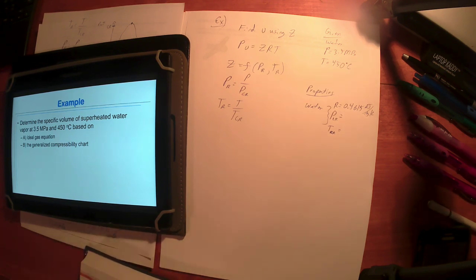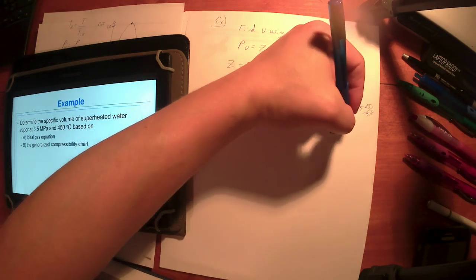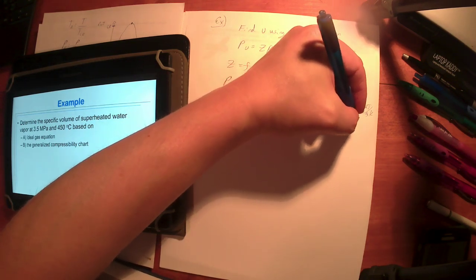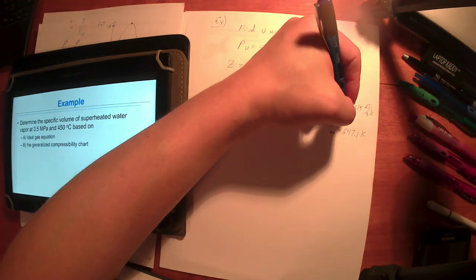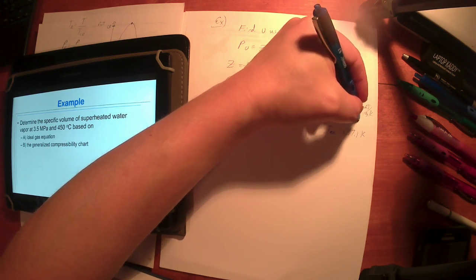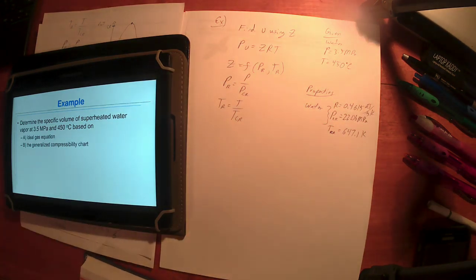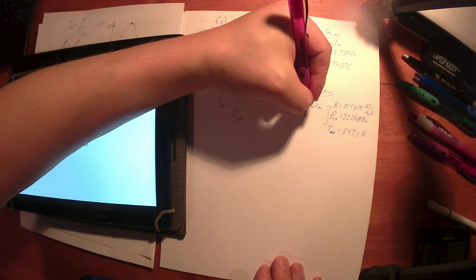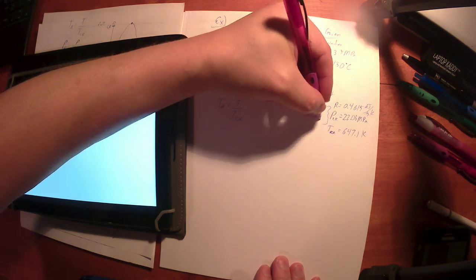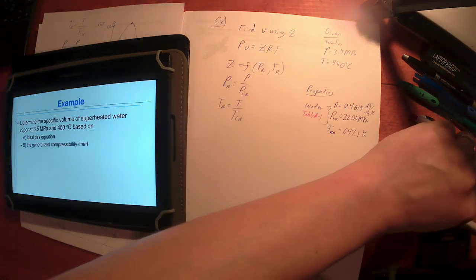Okay, so let's see. Water, molar mass, gas constant. The critical temperature of water is 647.1 Kelvin, and the critical pressure is 22.06 megapascals. Steve, where are you getting these crazy values? Well, in our text, that's table A1 in the back of your book.